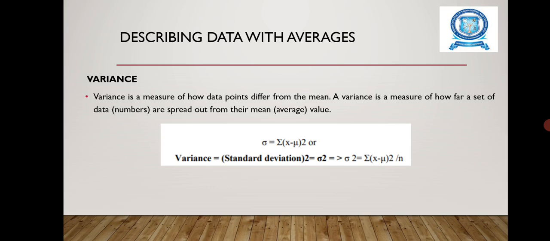Now let us see about variance. Variance is a measure of how the data points differ from the mean. A variance is a measure of how far a set of data numbers are spread out from the mean value. So this is the formula used to calculate variance.